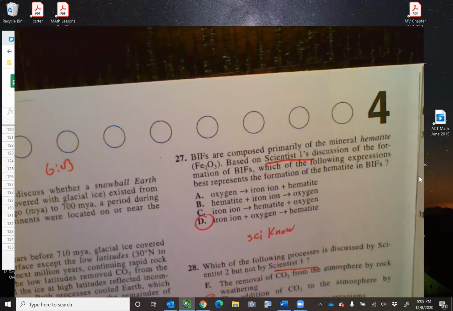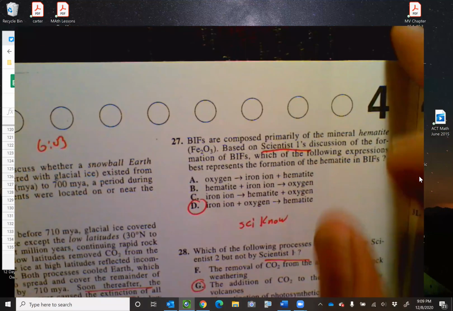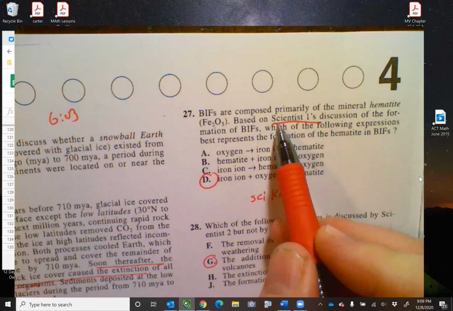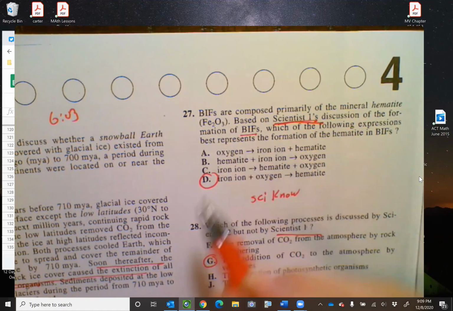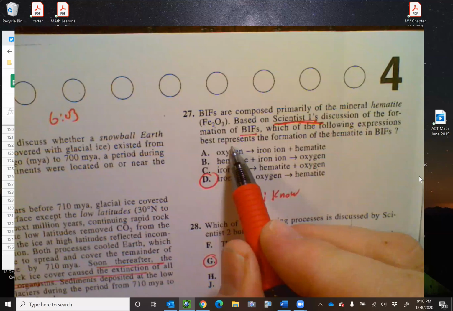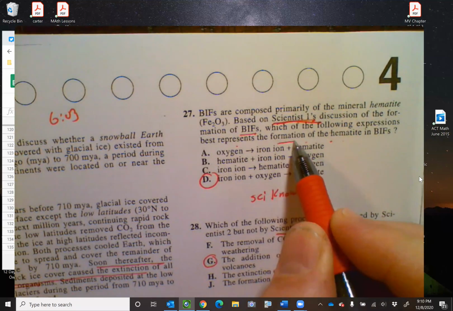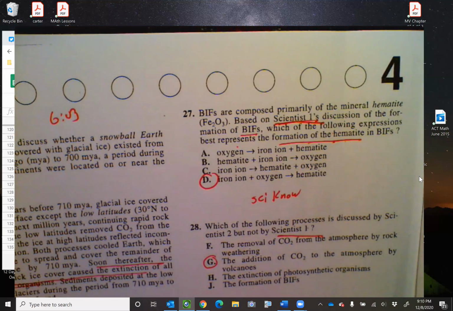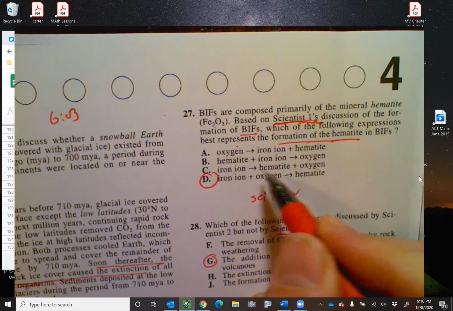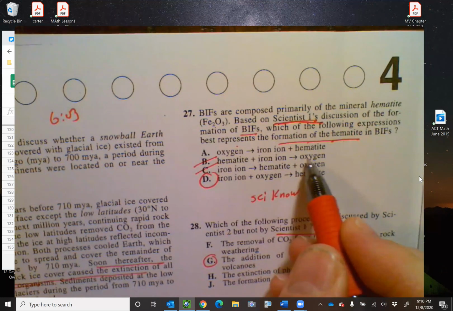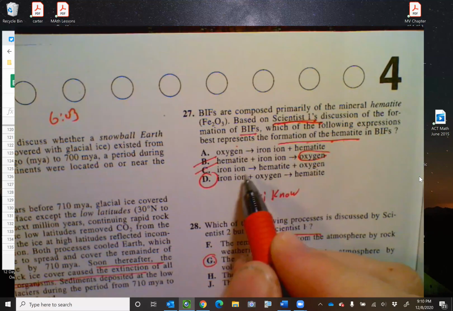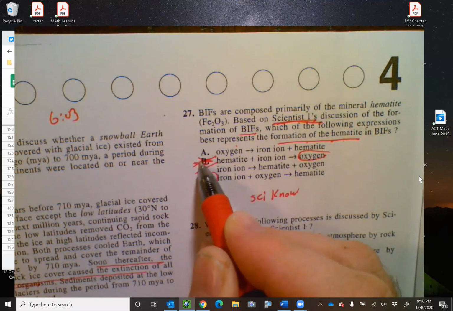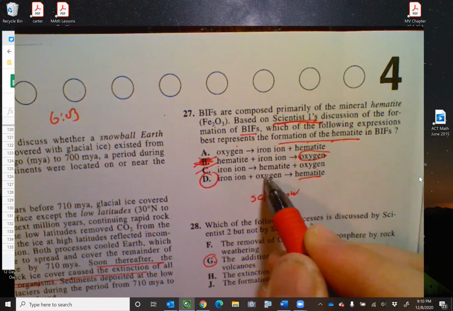Okay, so let's talk about this one. This one had a little bit of math and science knowledge in it. Question 27, based on Scientist 1's discussion of the BIFs, which would best represent the formation of hematite? Now, it says the formation of hematite, so that means in a chemical reaction, the result would be hematite. So we could eliminate B and C because here oxygen is the result. Well, I guess we could just eliminate B. So it's either A, C, or D because all three of those have hematite in there.